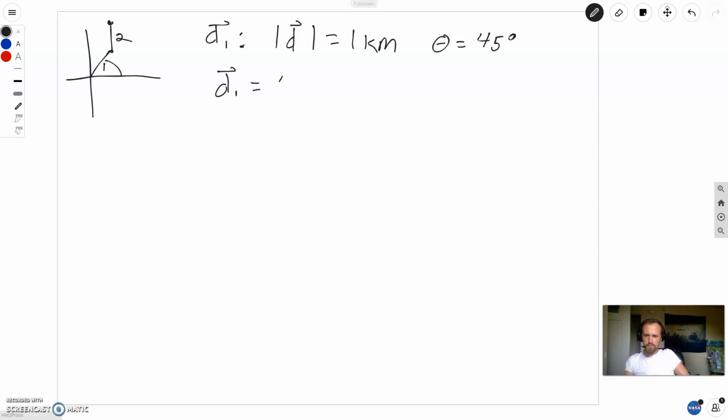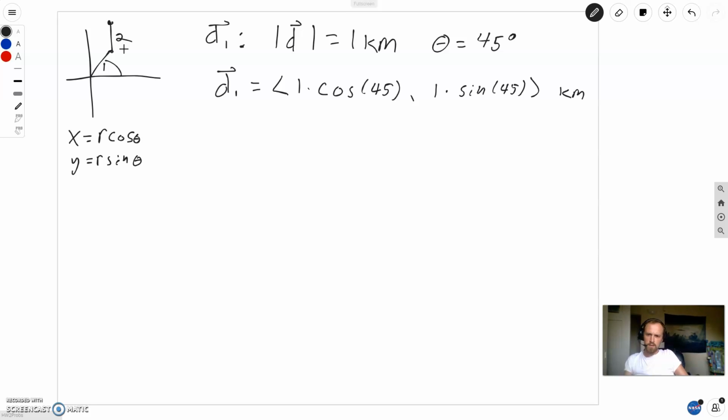So this vector will be 1 times the cosine of 45, comma, 1 times the sine of 45. And all I'm using here is x equals r cosine theta and y equals r sine theta. And right now I have this in kilometers. So the cosine of 45 and the sine of 45 both give me 1 over the square root of 2.